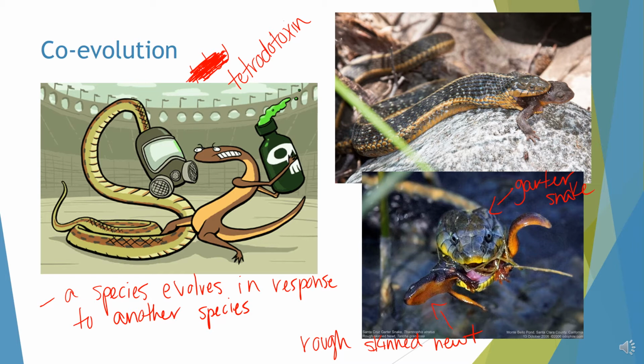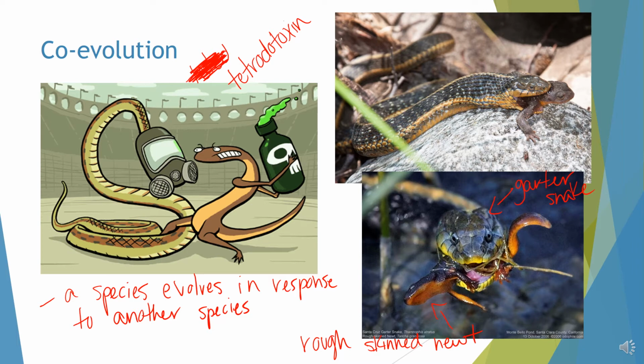But the garter snake doesn't have an issue with this because it has actually built up a resistance to the toxin, and that's why the rough-skinned newt has such high levels of toxicity. It's a very concentrated toxin, and that's because it has to secrete more and more toxin over generations in order to keep up with the resistance of the garter snake.